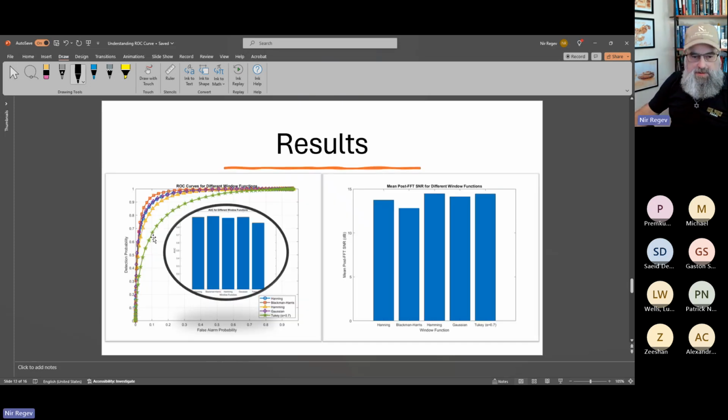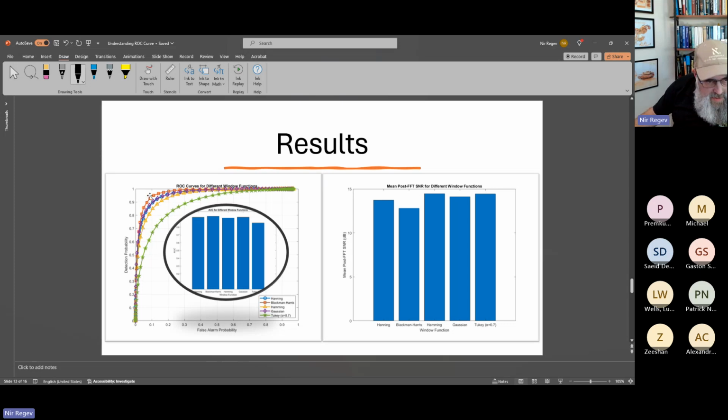Okay, so we have the results here. On this colorful plot, we can see the ROC curve for different windowing functions. And this bar plot inside shows the AUCs of each windowing. We can see that the most performing window in terms of AUC, area under the curve, is the Blackman-Harris window for the data that we generated, data plus noise. And then the next is the Gaussian window, and then the Hanning window.